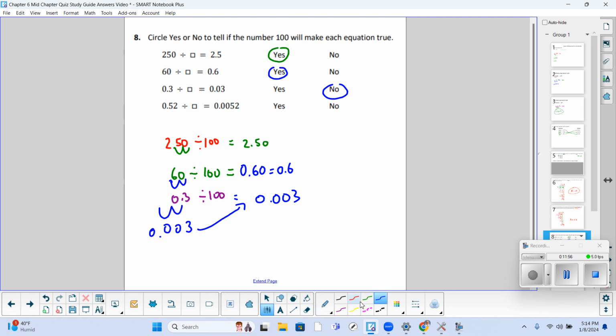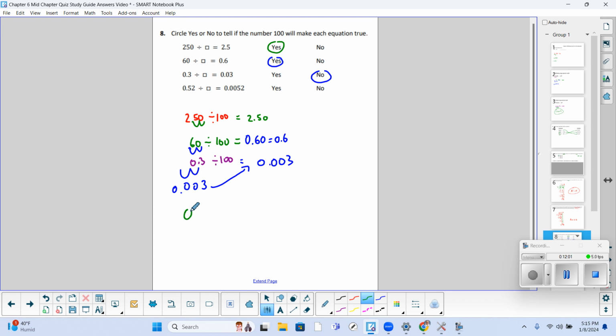And the last one, do that one in green, is 0.52 divided by 100. Well, this one also, you got to move the decimal 1, 2 spaces over, and you end up with 0.0052, which is exactly what it says up there. So 0.0052 matches up here, so that is another yes.